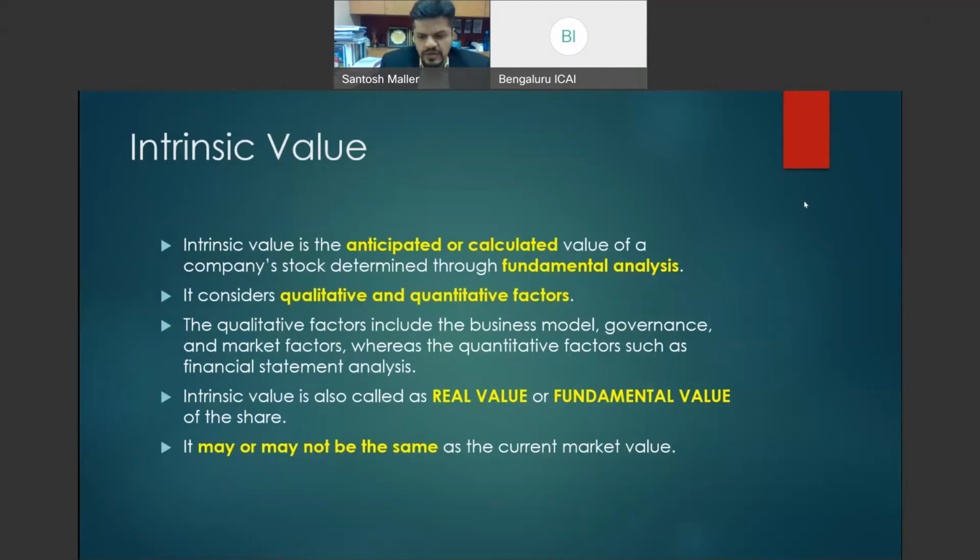There is also a social aspect to it, which has to be considered by the valuation expert in his valuation exercise. The qualitative factors include the business model, the governance, and the market factors, whereas the quantitative factors include financial statement analysis. So qualitative factors such as business model or governance.